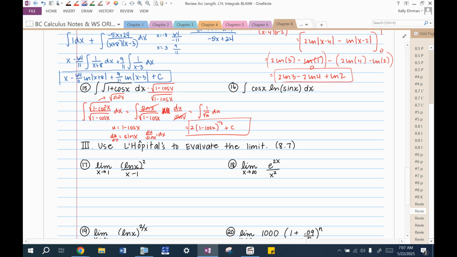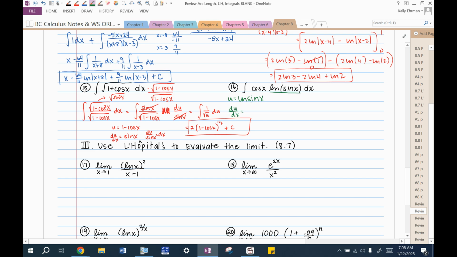All right, number 16. Let's see. I don't think we can just do u sub. Wait, can we do u sub? Oh, maybe we can do u sub. If we let u equal, I think we had this in our notes, ln of sine x. I was about to do integration by parts, but maybe this will save us some of that.